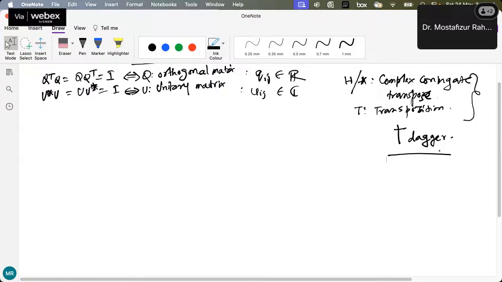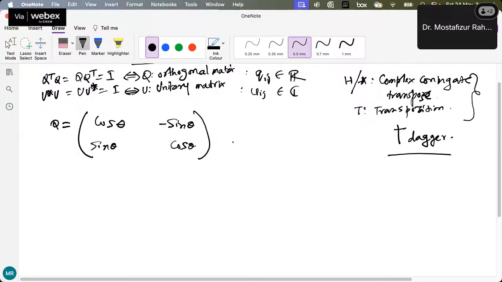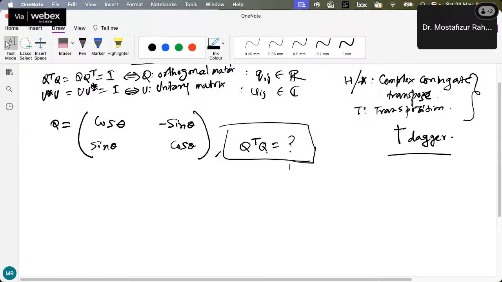Okay, so let's take a matrix Q as a rotation matrix, say cos theta, minus sin theta, sin theta, and cos theta. Can anyone just quickly check Q transpose Q? What is the answer for this? Don't look at the definition, just do it by hand.